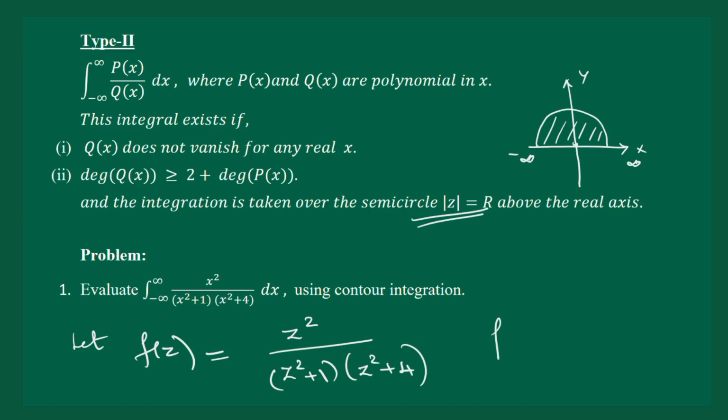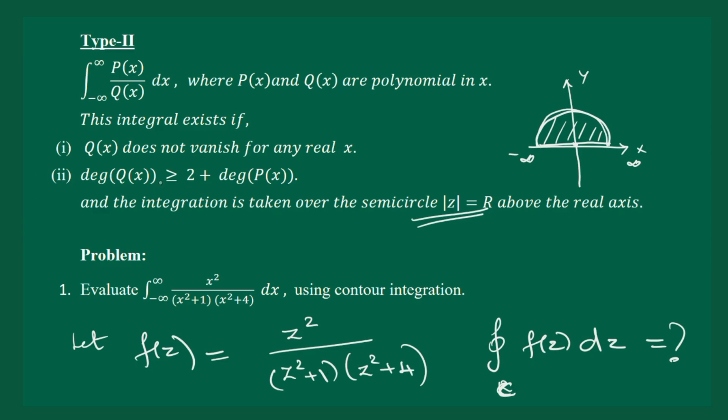Clear? Here we have to integrate over the real axis. Here we can notice the closed curve C. Closed curve C is nothing but this semicircle, and then the function f of z dz. So for this function f of z we have to find the answer using contour integration. Clear? And if we notice the degree, the second condition: degree of q of x is 4, degree of p of x is 2, so it exceeds by 2.